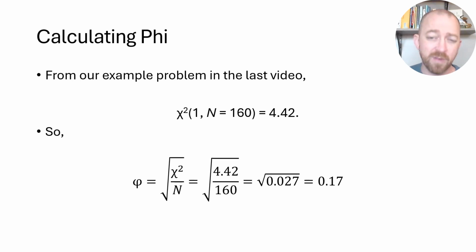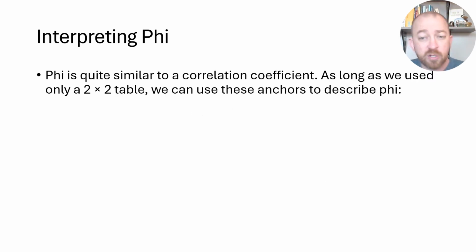Now let's get to interpreting phi. We interpret phi essentially just like a correlation coefficient as long as we're using a 2x2 table. Again, if you have a phi value that is 1 or larger, it starts to get confusing, because you can't have a better than perfect association, right?